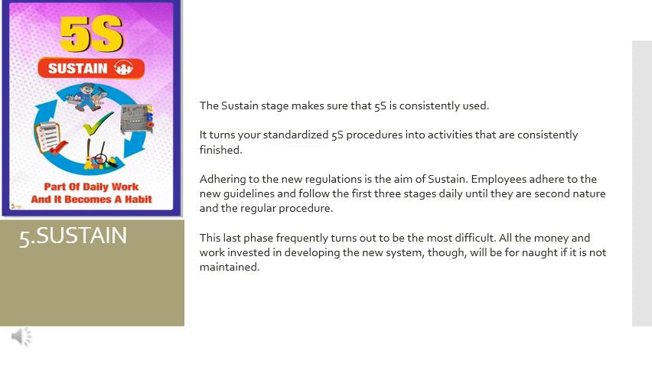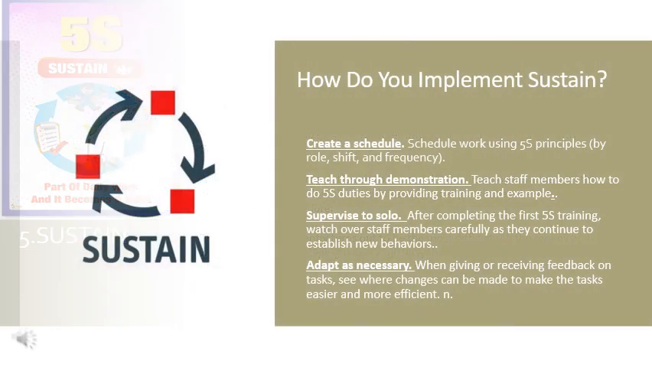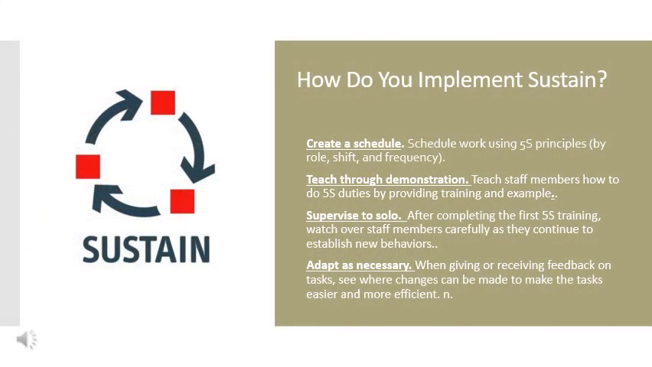So the last S is sustain. The sustain stage makes sure that 5S is constantly used. It turns the standardized 5S procedure into activities that are constantly carried out. So how do we implement sustain? Sustainability can be implemented by creating a proper schedule.